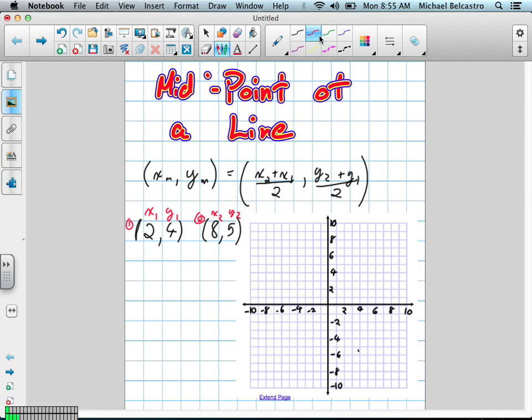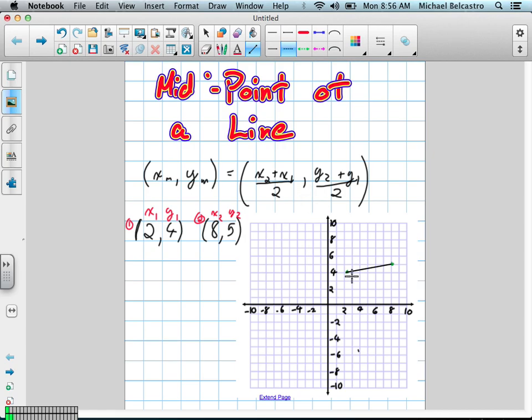So we're going to plot these 2 points, 2 and 4, and 8 and 5. We need to find the midpoint of this line segment here. The midpoint is going to fall somewhere in the middle, and it looks like we're going to get some kind of decimal number. We need to solve this. We're going to plug it into the formula, and then I'm going to show you essentially what this formula is doing. This formula is kind of creating a right-angled triangle. That's how we're finding the halfway points between 2 things.